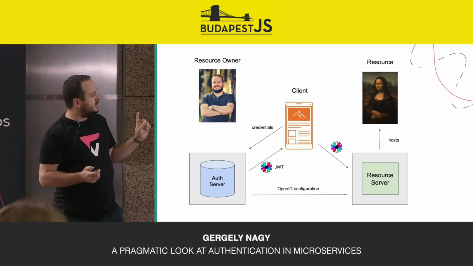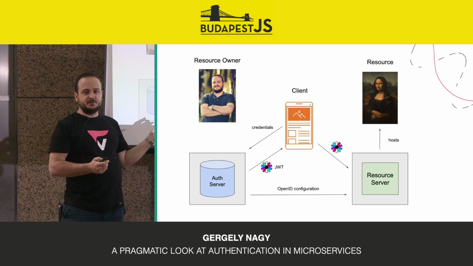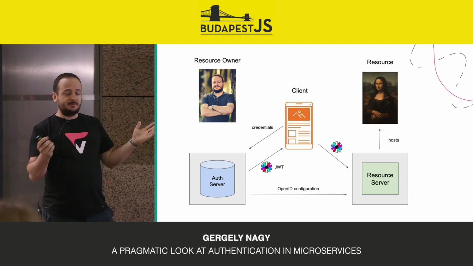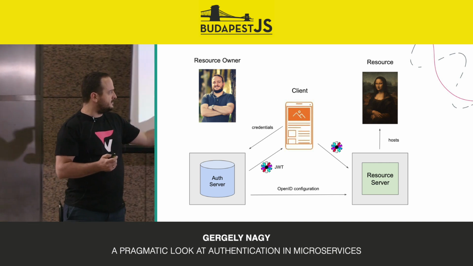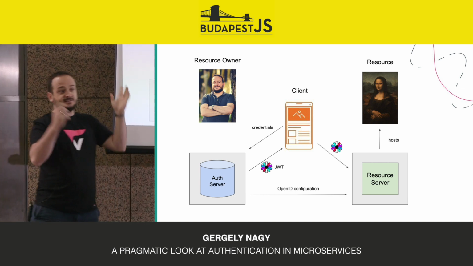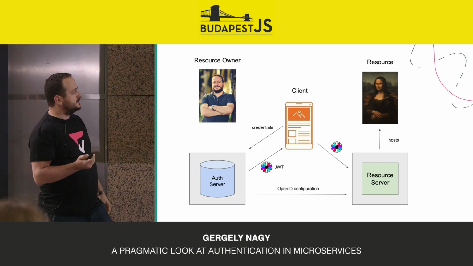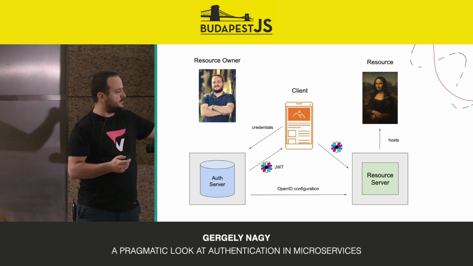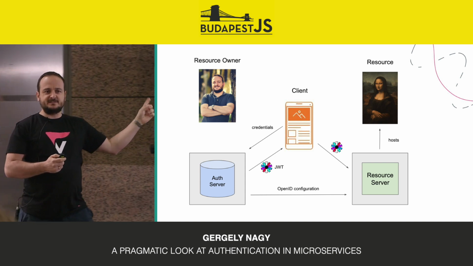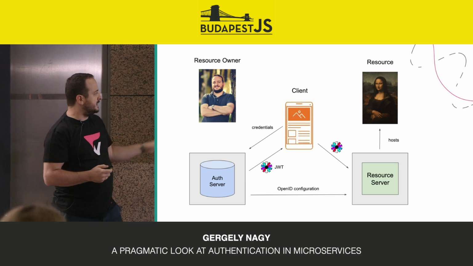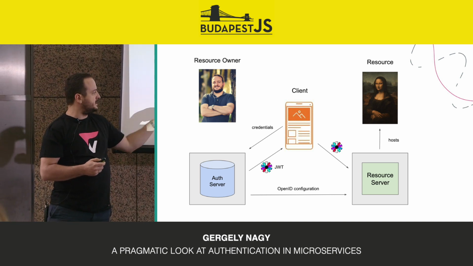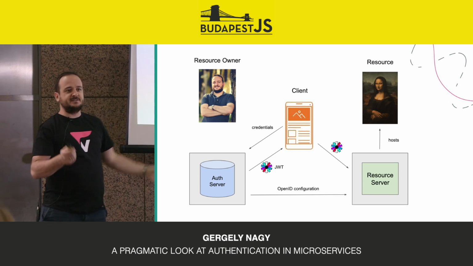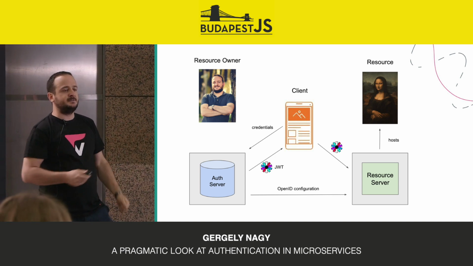Now, how does the resource server know that the token is valid? There's actually a couple of ways to do this. One is the resource server could always ask the auth server, like, is this token valid? The other way to do it is the token could actually be cryptographically signed with a private key here. The resource server will need to know the public key. And there is actually an OpenID configuration standard with which you can get it automatically.